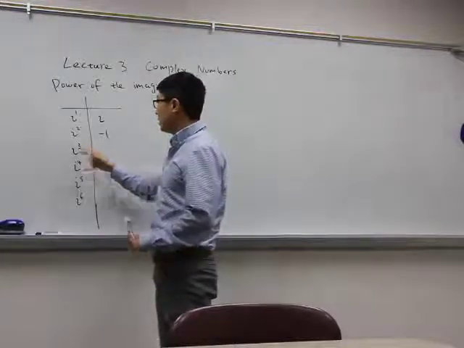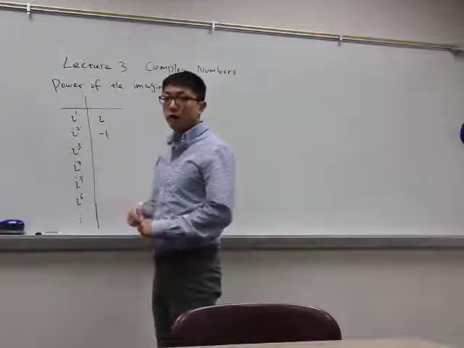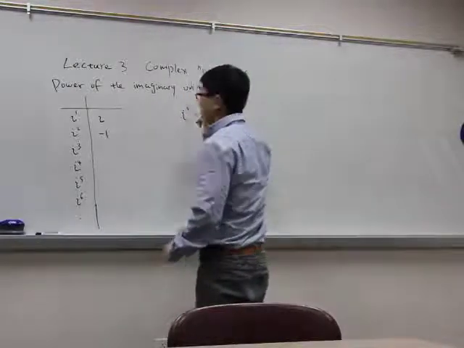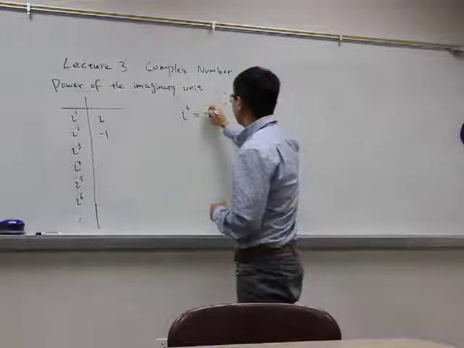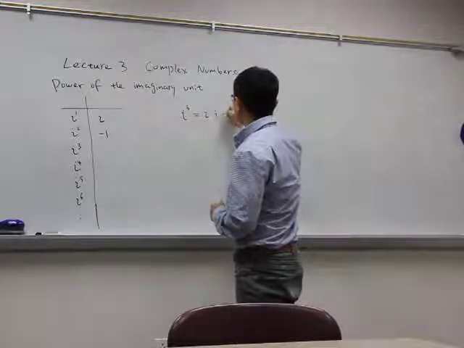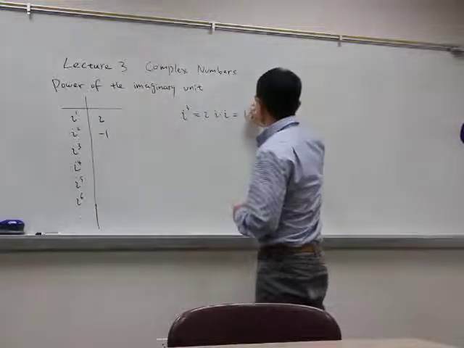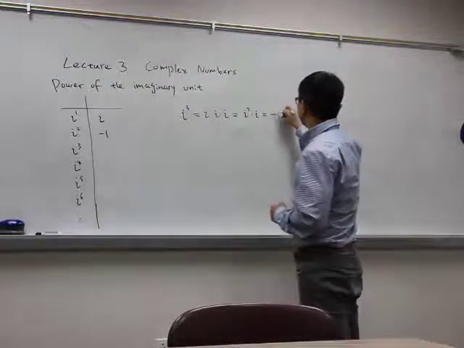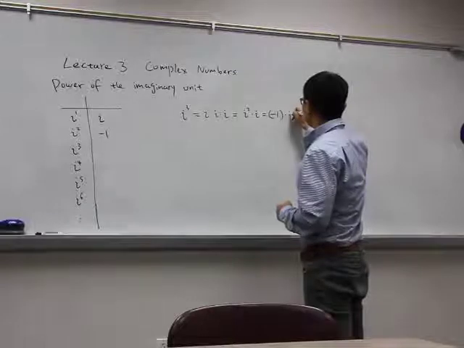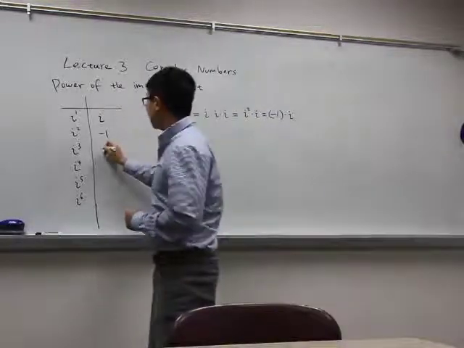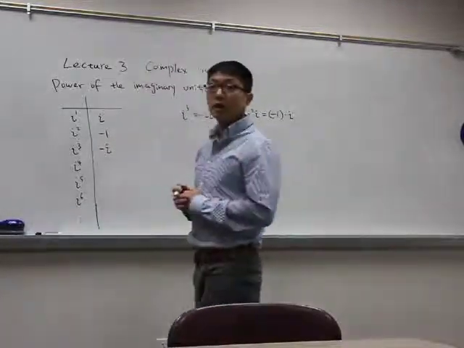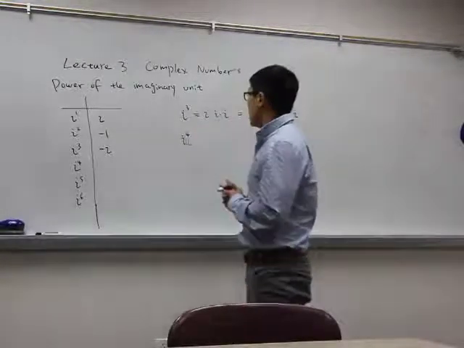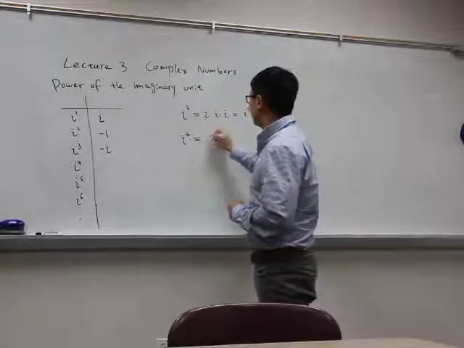Now let's see what happens if i is raised to the power of 3. According to the definition of exponent, this is i times i times i, which is i squared times i. Since i squared is -1, this is -1 times i. So the result is -i. Okay, and next, i to the power of 4.